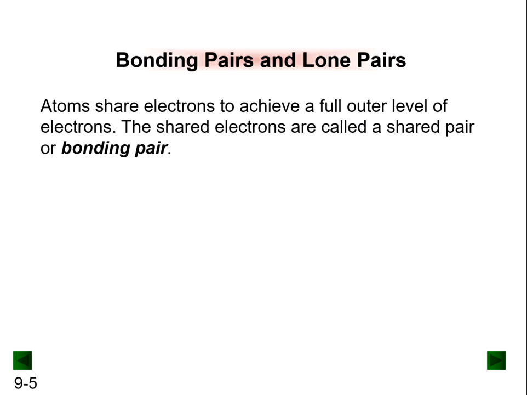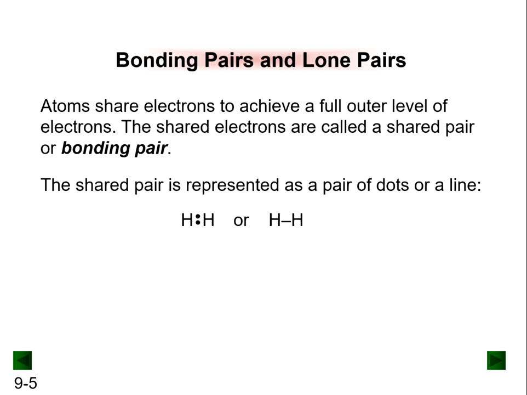Now, these are complex diagrams that we've looked at. We can look at simpler pictures, and this is what we'll generally use throughout this course and when you move on to organic chemistry. Generally, atoms share electrons to achieve a full outer level of electrons, as we've seen. The shared electrons are called a shared pair, or most commonly a bonding pair. So for hydrogen, we have two electrons between the two nuclei. We can represent this with two dots, or with a single line. That single line is the more common representation and the one we'll use in the rest of this course. That line represents a single bond, a pair of electrons holding together two nuclei.